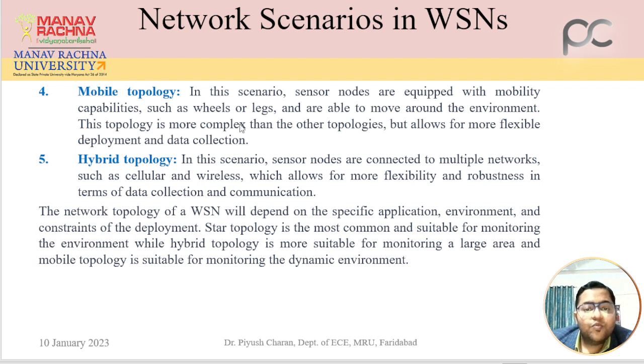Okay, then there is mobile topology. In this scenario, sensor nodes are equipped with mobility capabilities such as wheels or legs and are able to move around the environment. This topology is more complex than the others but allows more flexible deployment and data collection, just like the example of MANETs. MANETs are mobile ad hoc networks. Mobile means they are in motion.